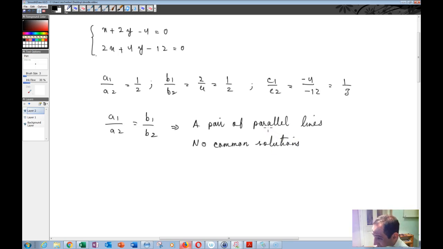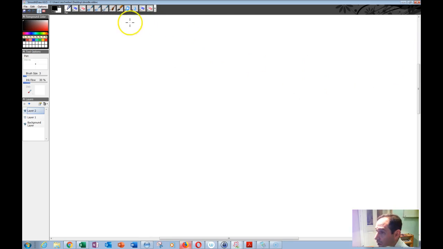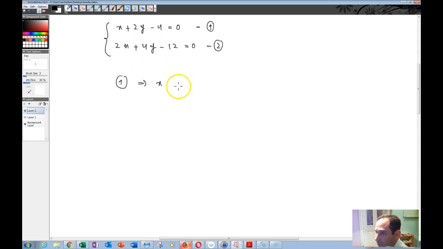Now suppose you want to solve this using the substitution method. The equations are x plus 2y minus 4 is equal to 0, and 2x plus 4y minus 12 is equal to 0. Let's say that I take equation number 1 and express x in terms of y, so x is negative 2y plus 4, and then I substitute this value in equation 2.